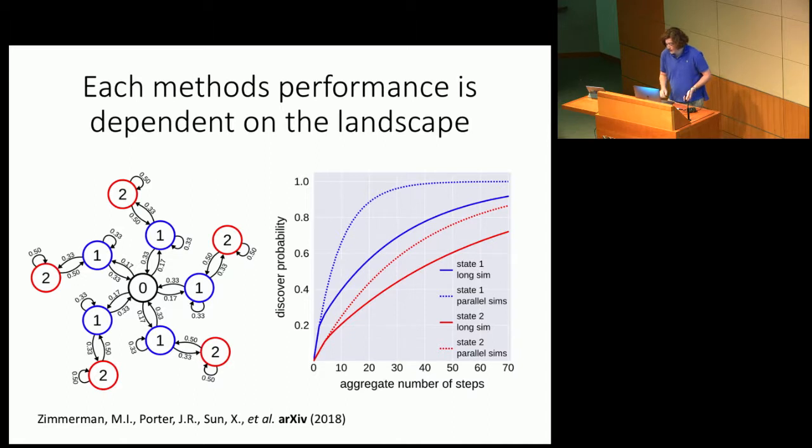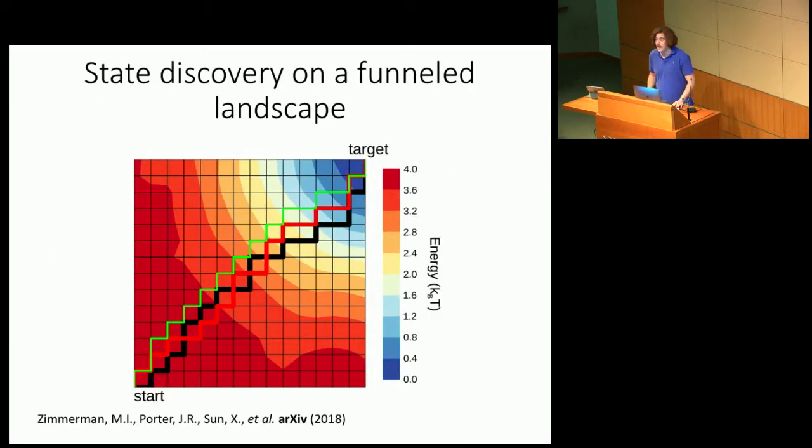So with that in mind, we decided to model a few different landscapes physically inspired by some real challenges in molecular dynamics simulations and run kinetic Monte Carlo simulations on these landscapes to characterize the performance of different sampling methods.